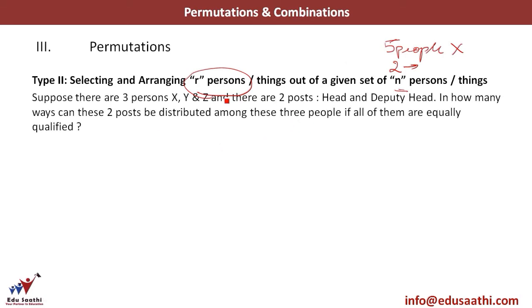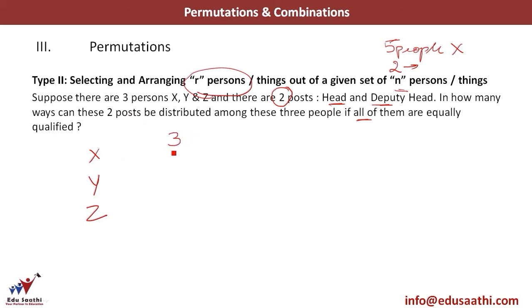We have the same question as before. I have 3 persons X, Y and Z, but now we have only 2 posts: the head and the deputy head. There is no secretary here. In how many ways can these 2 posts be distributed among these 3 people if all of them are equally qualified again? It does not mean that I have to select X or Y or Z. All of them are equally qualified, so all of them stand an equal chance of getting any of the 2 posts.